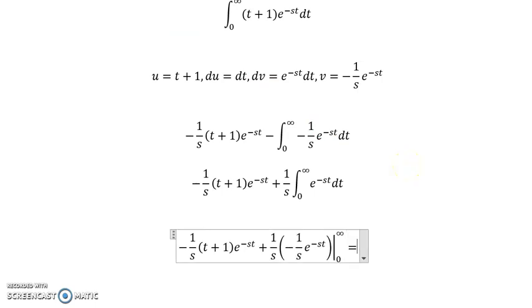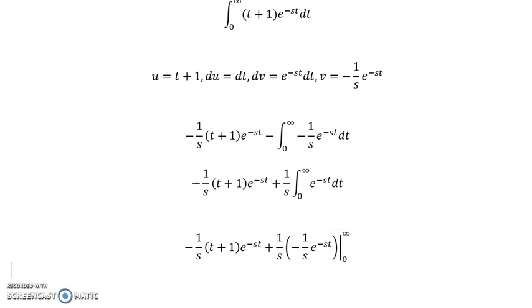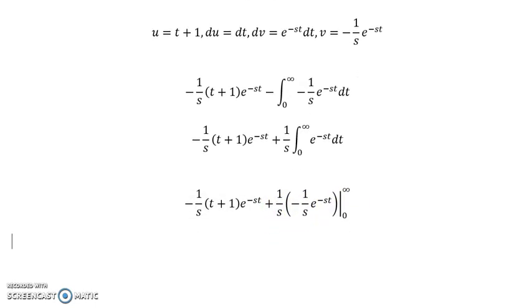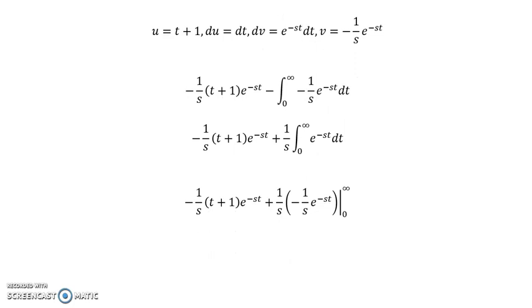Okay, so now, what happens here? This portion is going to simplify. We could distribute it if we wanted. And this portion is going to become negative 1 over s squared. Now, if we plug in infinity, again, think in terms of the fact that this is an improper integral. And so we may not be able to plug in infinity, but what we can do is think about the limit as t goes to infinity.